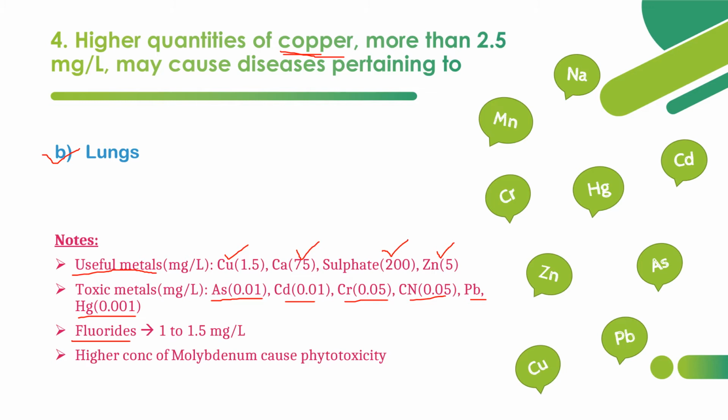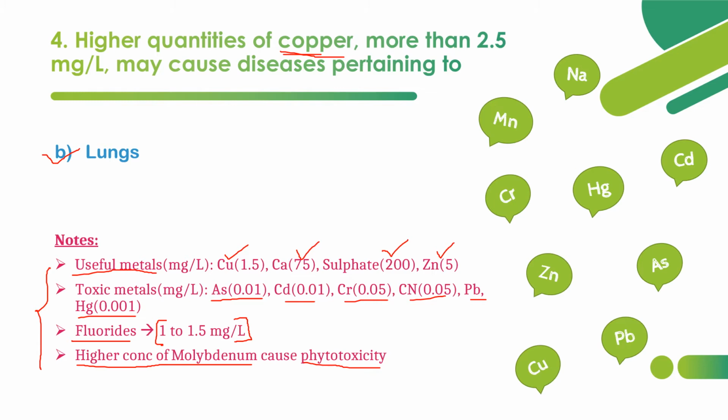When it comes to fluorides, it shall be around 1 to 1.5 milligram per liter. When it is present at less than 1, dental cavities are caused. When it is greater than 1.5 milligram per liter, there will be fluorosis, bone fluorosis, or some teeth problems. Another one, molybdenum. Higher concentration of molybdenum causes phytotoxicity. So these are some of the useful and toxic metals present in water and the corresponding permissible limits.